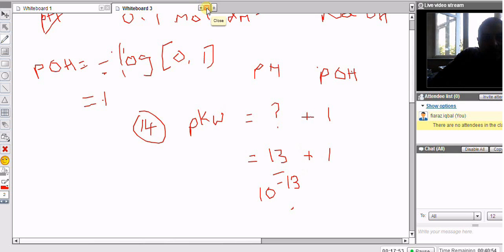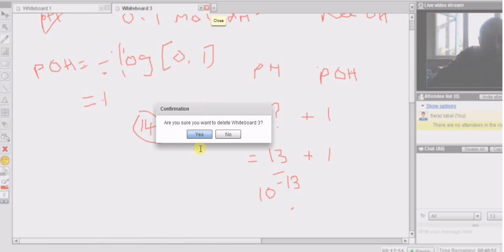Come on. Close, yes. So let's have a look at some weak acids.